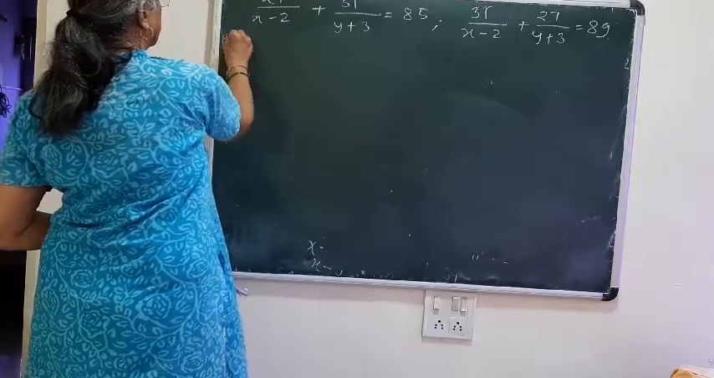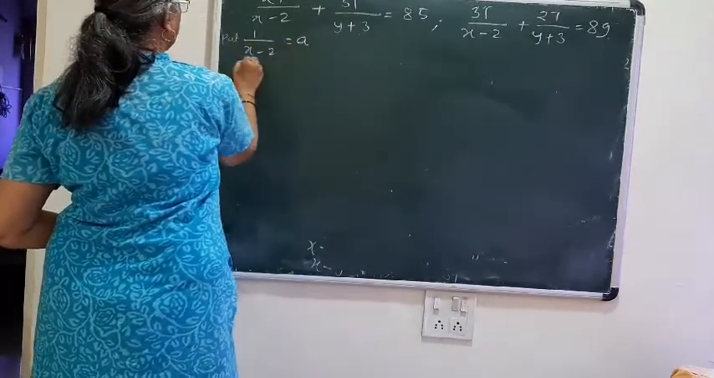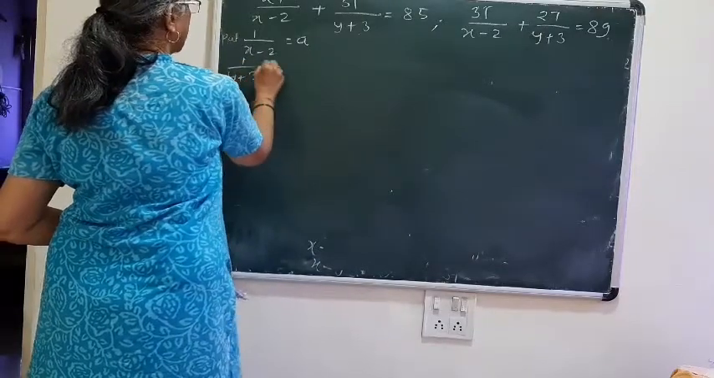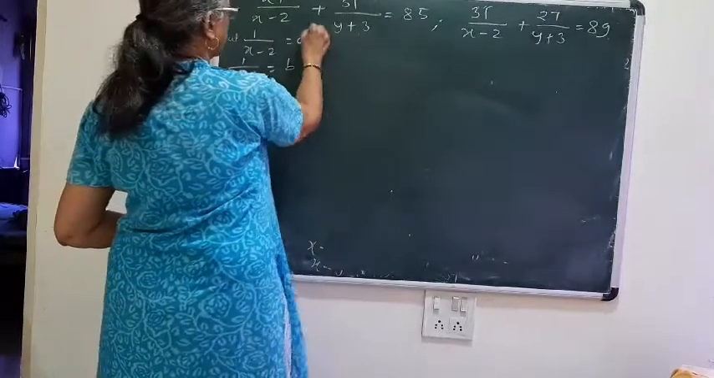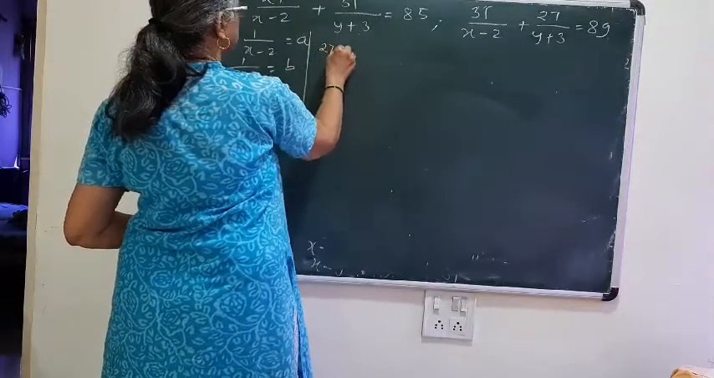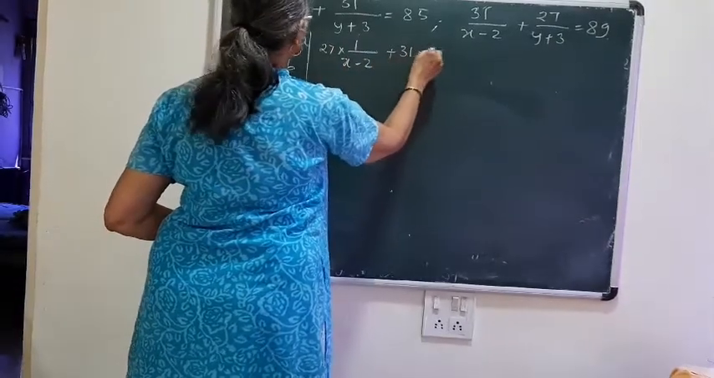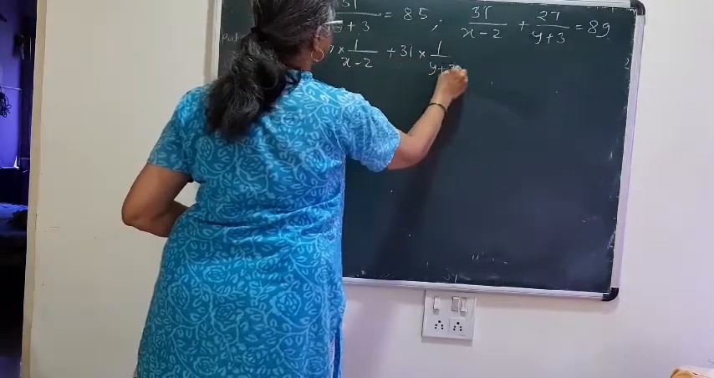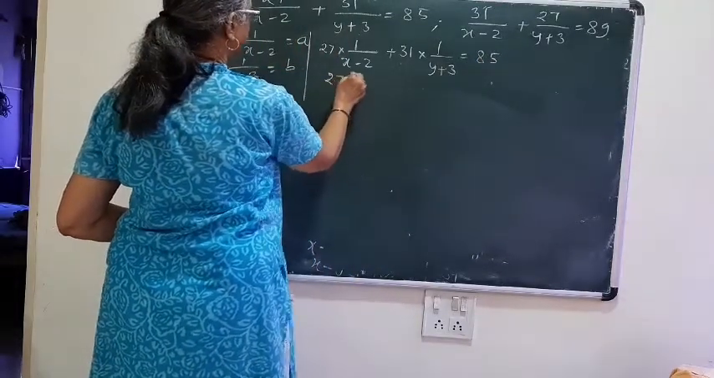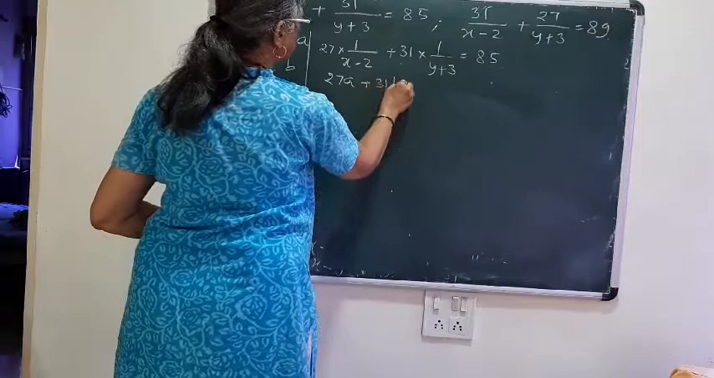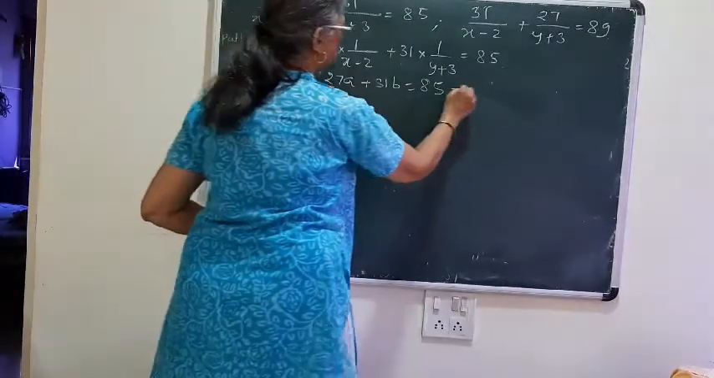Put 1 upon x minus 2 as a and 1 upon y plus 3 as b. Followed? So for convenience, 27 into 1 upon x minus 2 plus 31 into 1 upon y plus 3 is equal to 85. So this will become 27a plus 31b is equal to 85. So that will be our equation number 1.